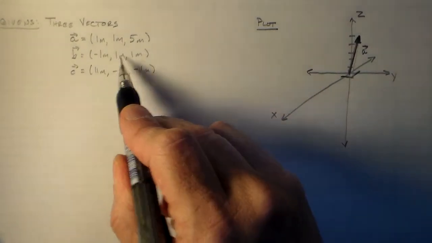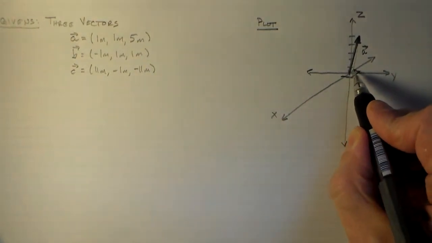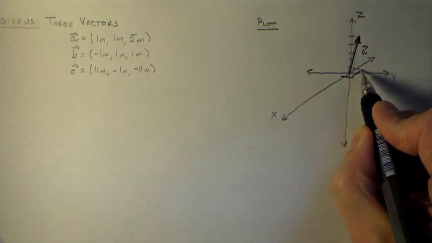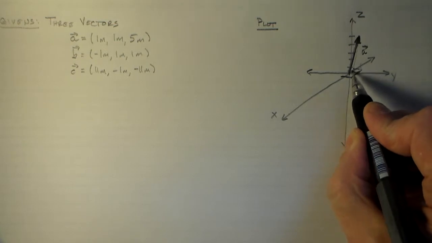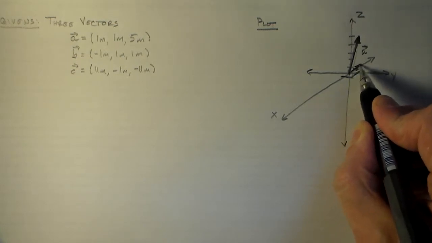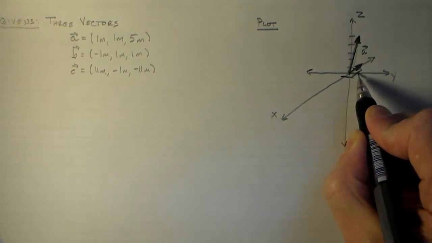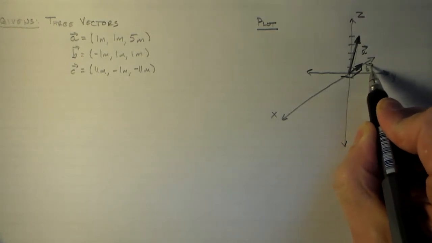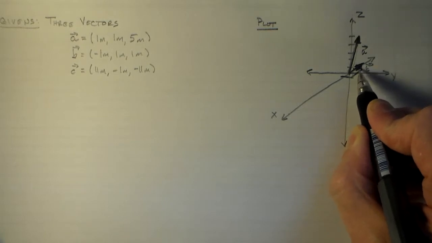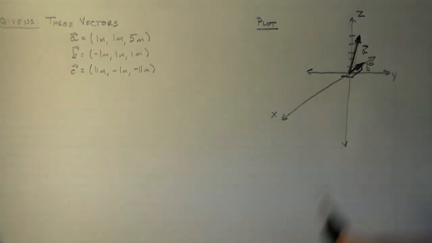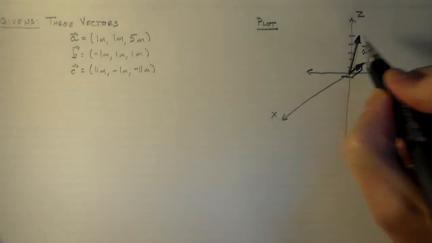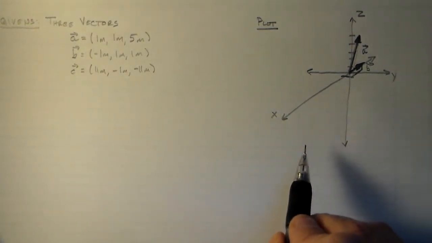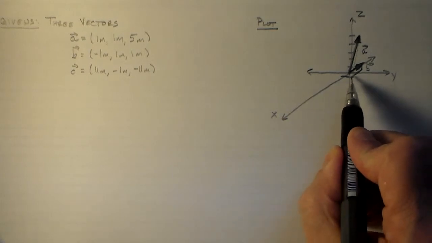B, we have a similar sort of look here. It's -1 in the x direction, so a little bit back here. And then still one there, and then we go one up instead. So B is coming backwards this way, like that. So that's B there, a little hard to see, but that's what happens when you try to do three-dimensional things on a two-dimensional surface.